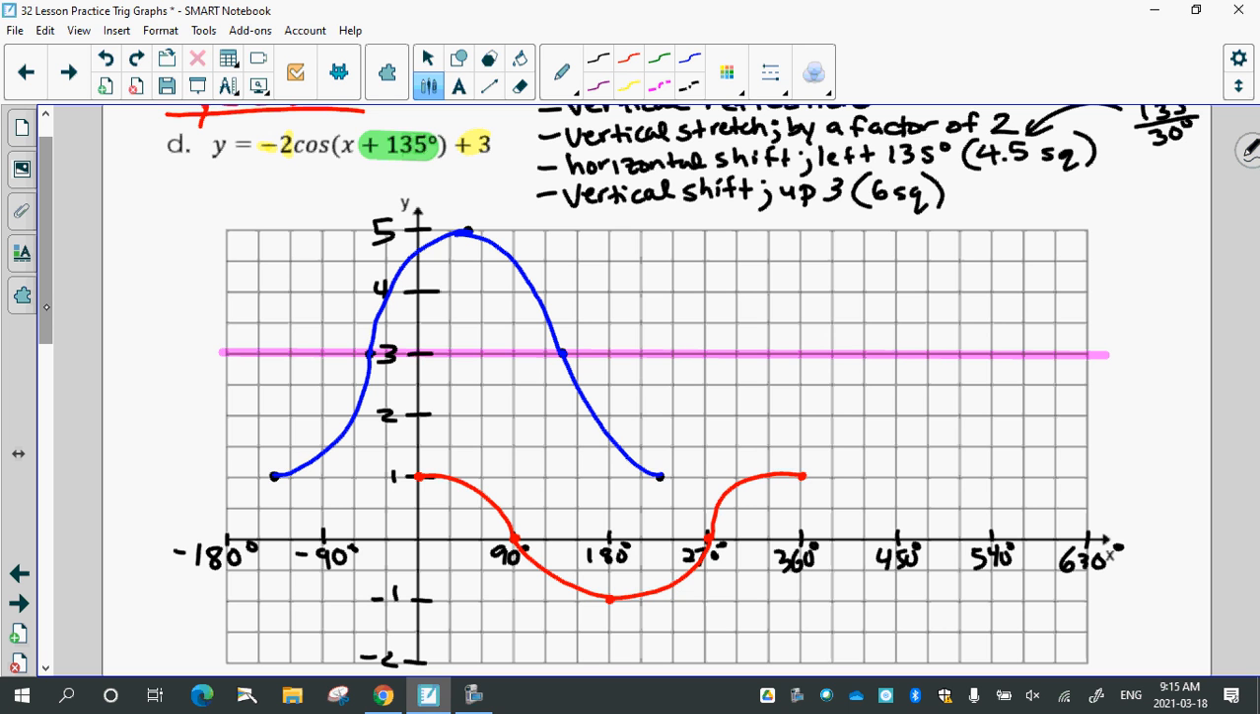Okay, so I'm going to continue that pattern. Over 1, 2, 3, up 4. Over 1, 2, 3, up 4. Over 1, 2, 3, down 4. Over 1, 2, 3, down 4. So now I can draw in my second cycle.